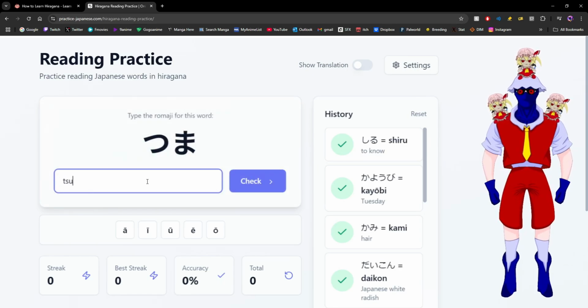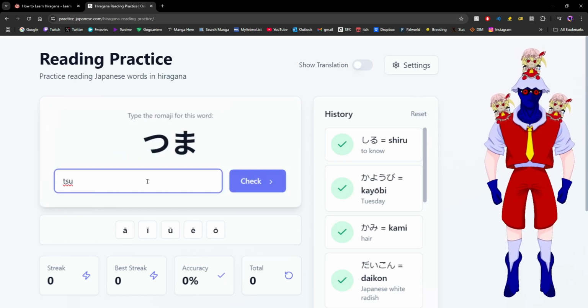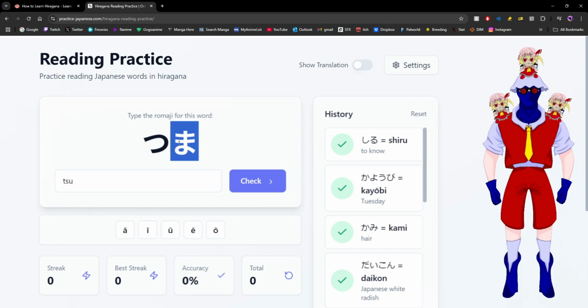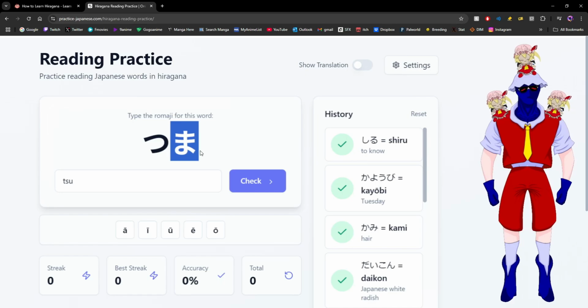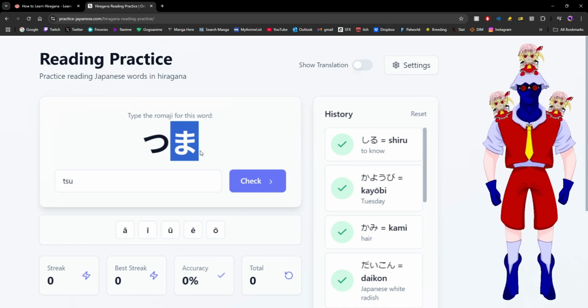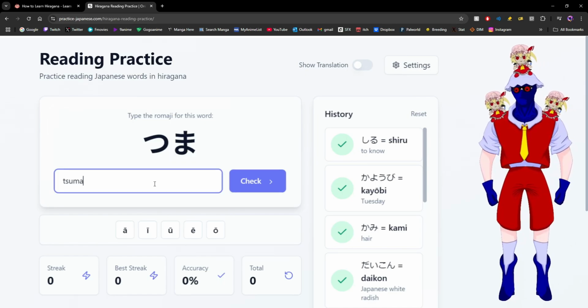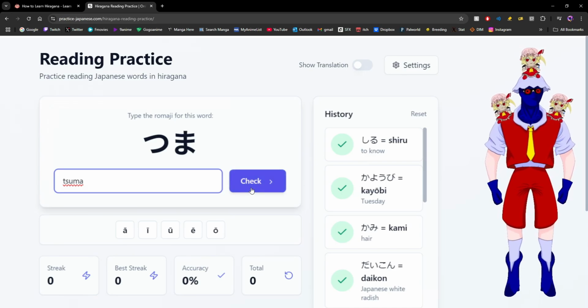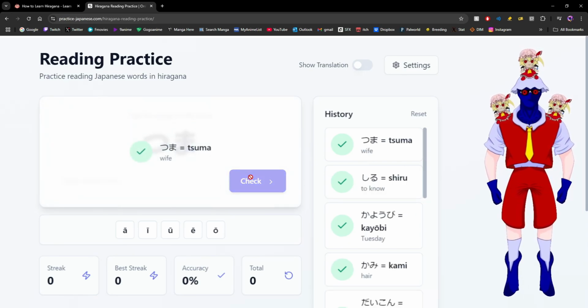We have tsu. Oh, how do I remember this? It looks like a musical note. And I know this is gonna sound really scuffed, like a musical note on musical lines. I know it's scuffed, but I remember it as my music. Ma music. It works, it makes me remember it, that's all that matters.